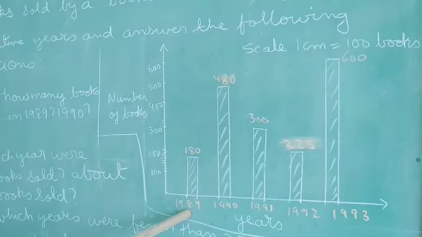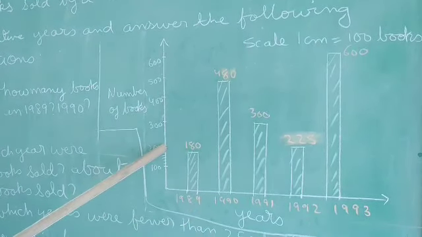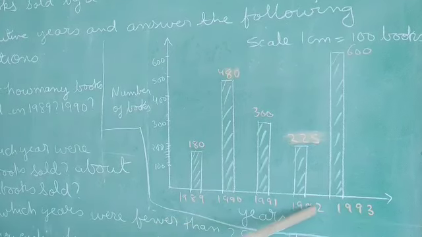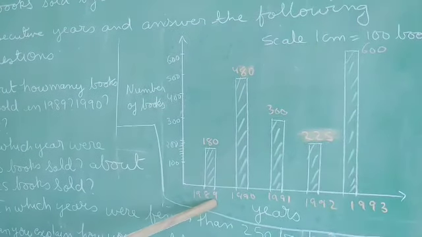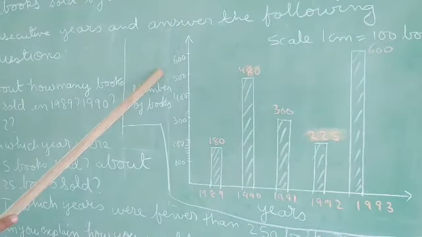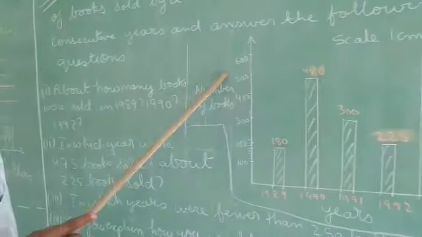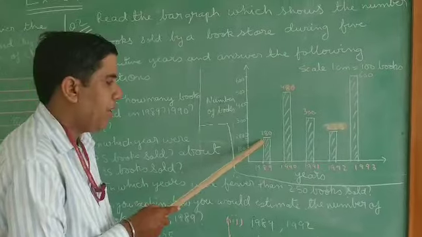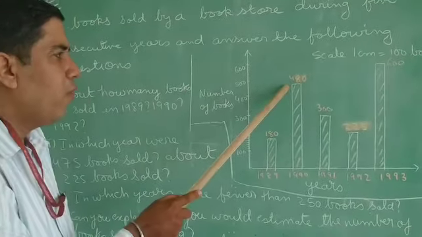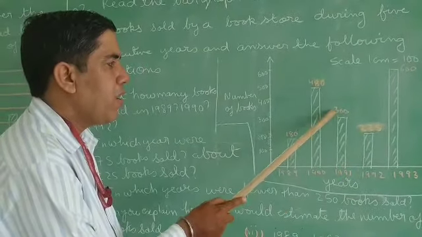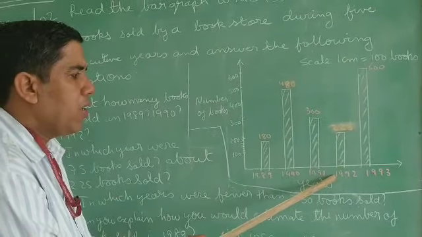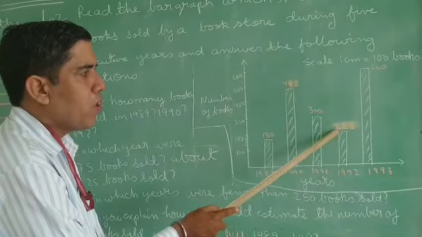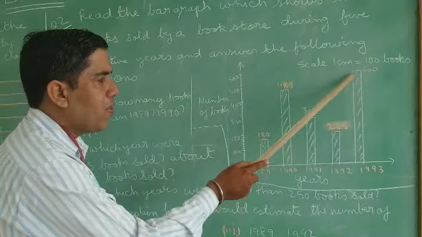You can see here, year on year, the number of books depends. So which axis do the years come on? Here it comes years, so it is independent and this is dependent. So it comes like this. In 1989, how many books were sold? It is 180. In 1990, 480. In 1991, it is 300. In 1992, it is 225. In 1993, it is 600.